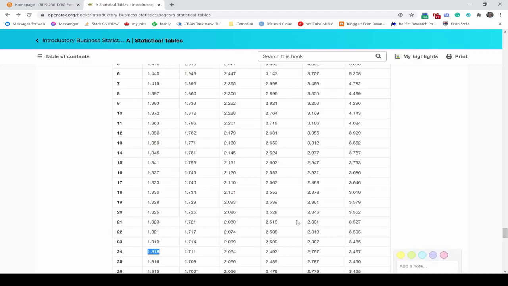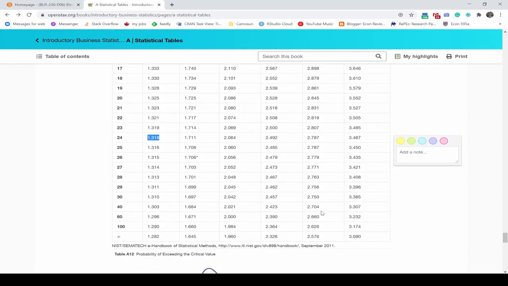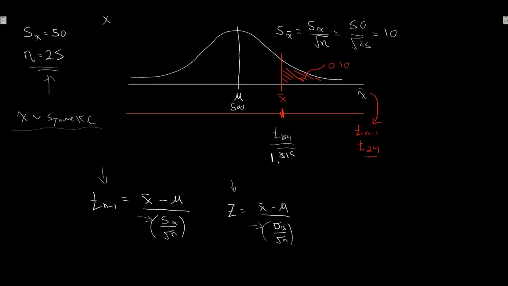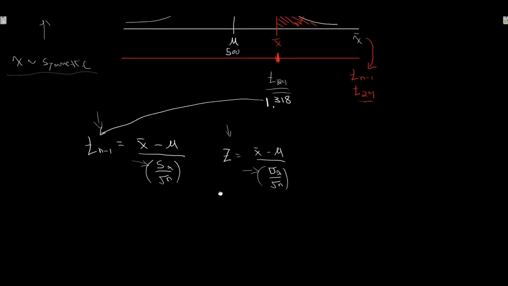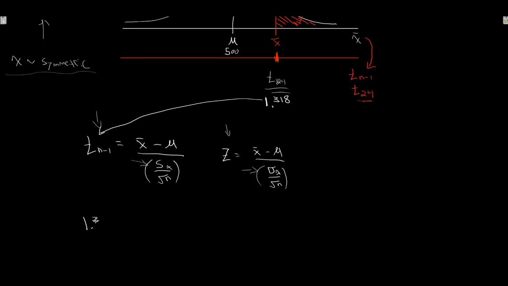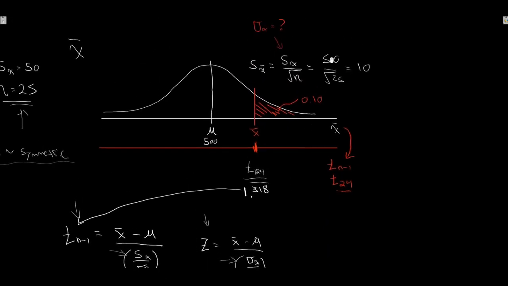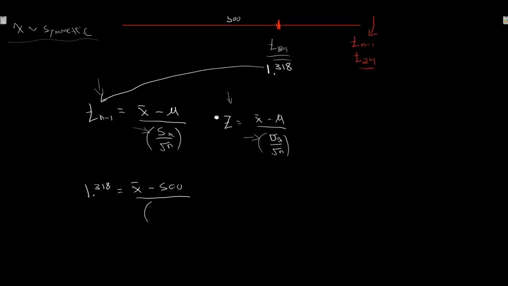That gives me a t statistic of 1.318. So we could record that, 1.318. And from there, we would know there's my t value: 1.318 equals x bar minus my mu of 500, all over my standard error. What did I say my standard error was? 50 over root 25, 10.